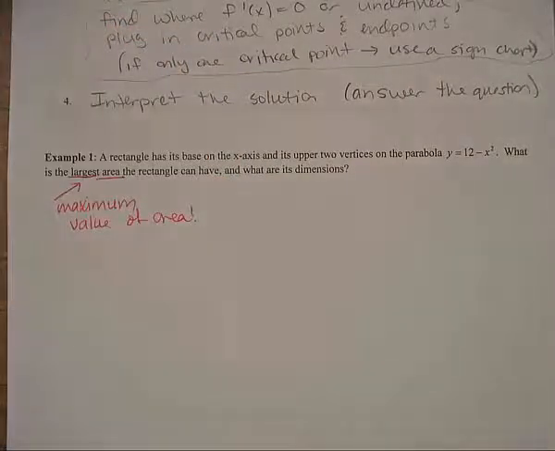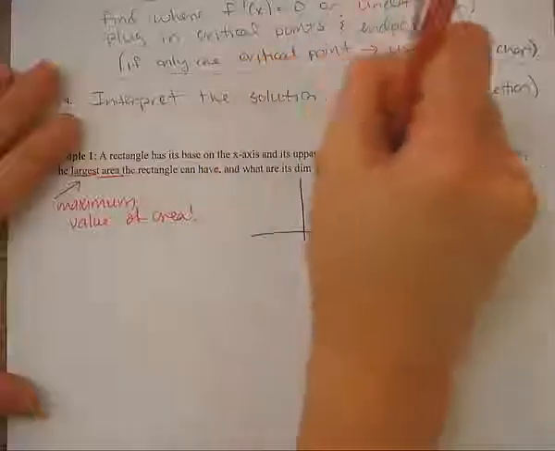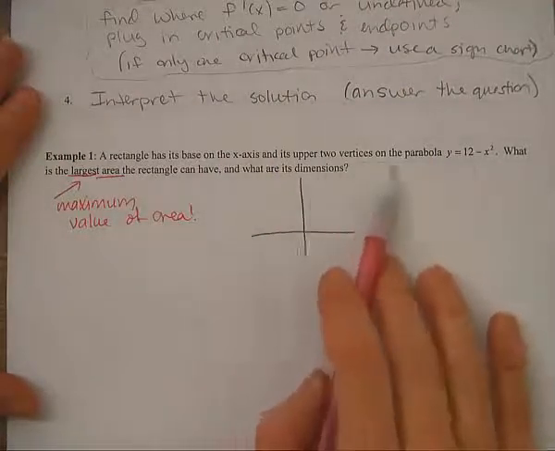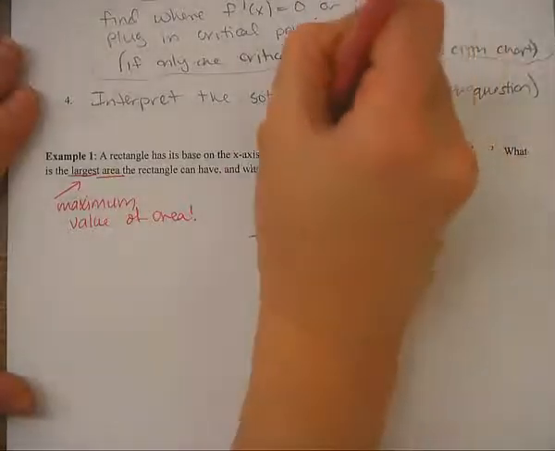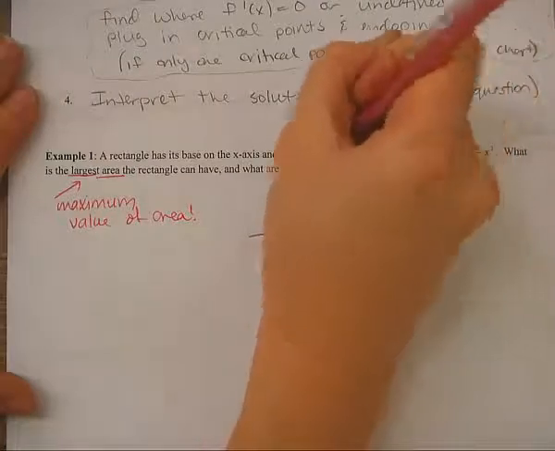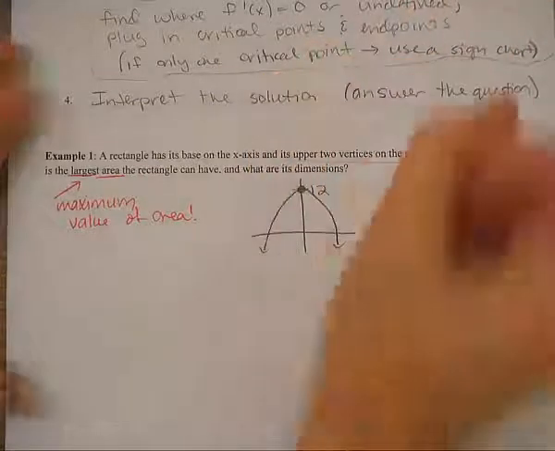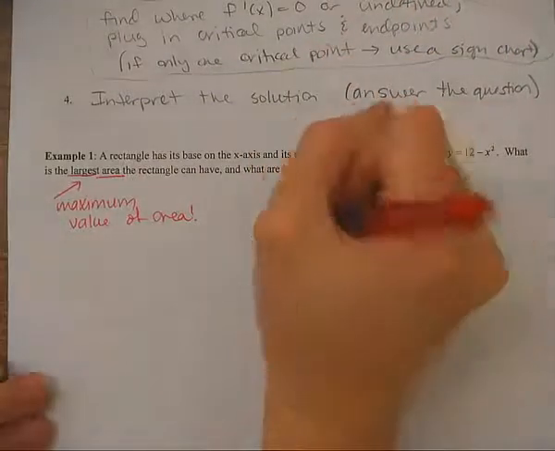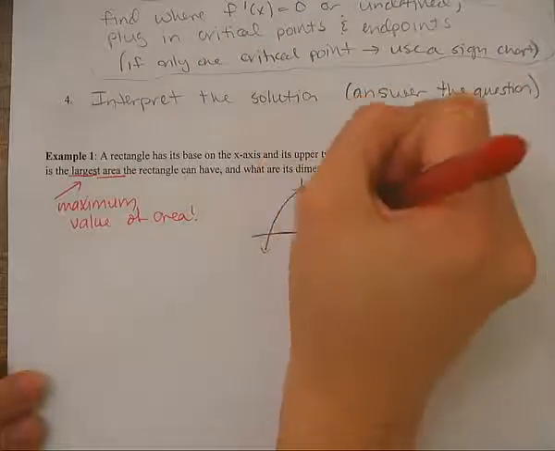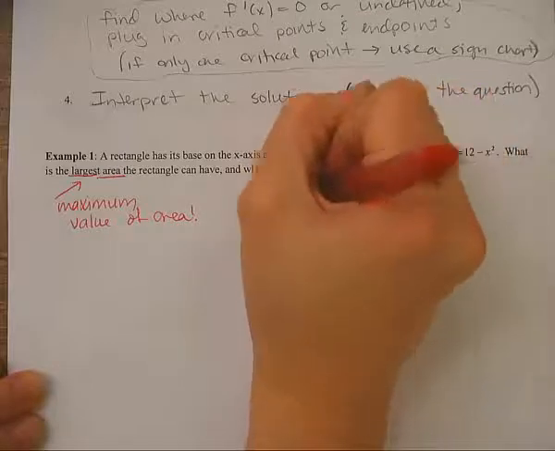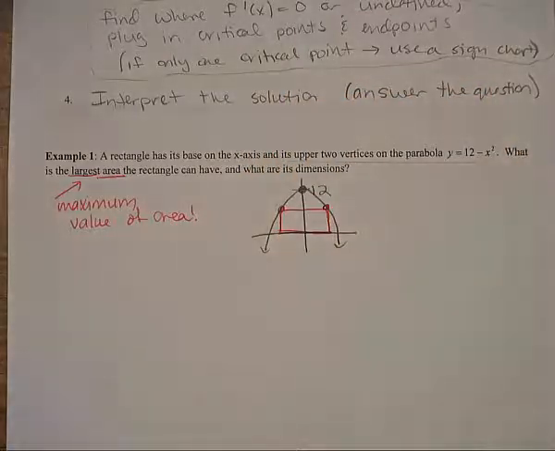So we want to find the maximum value of area. So let's go ahead and start by drawing a picture. That's a good way to figure out what I know and what I don't know. So I know that this rectangle is going to have its upper two vertices on this parabola 12 minus x squared. So 12 minus x squared would begin at 12, and then it would be a parabola facing down because it's a negative x squared. And my rectangle has its base on the x-axis and its upper two vertices on this parabola. Very typical type of problem.